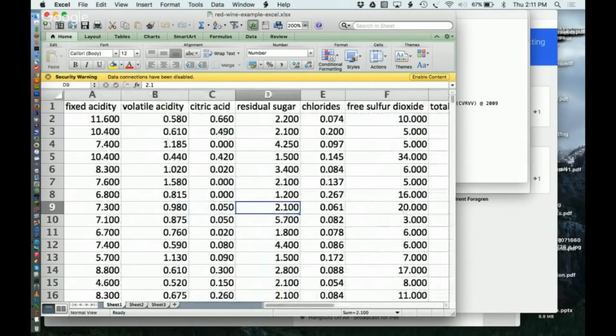Now, short quiz. Which of these factors do you think is most strongly correlated with the volunteer's perception of quality? I'm deliberately not showing you all the factors. Residual sugar. No, but good guess. Somebody else make a guess. One more guess. Why do you drink wine as opposed to grape juice?